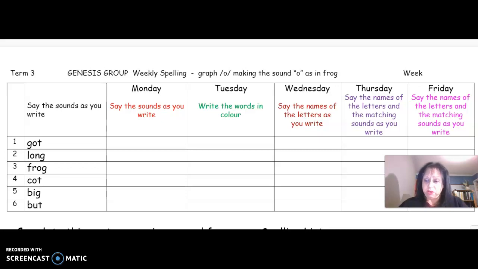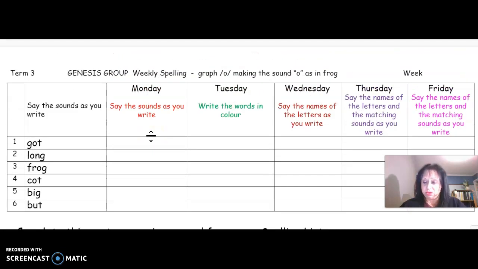This is our spelling focus for the week of Monday, August the 3rd. This week we are going to be discussing and learning about the digraph, or some of you say graph, I know, O, making the sound O as in frog. So it's one letter making one sound, which is called a grapheme. O making the sound O as in frog.